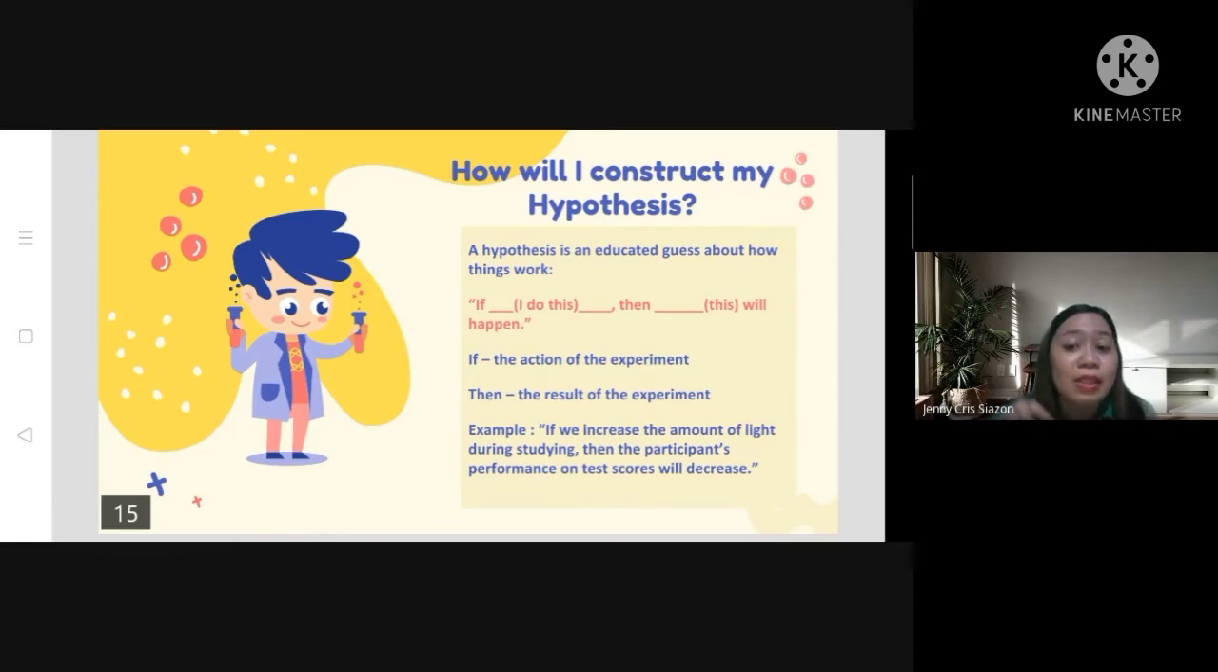Okay. So this could happen, no? Depending on the action, depending on the manipulated variable, which is the amount of light. At yung effect, ang tawag sa kanya ay dependent variable. So dapat pag gumagawa tayo ng hypothesis, if and then statement, no? Or ganitong klaseng statement na kung saan makikita natin yung cause and effect.